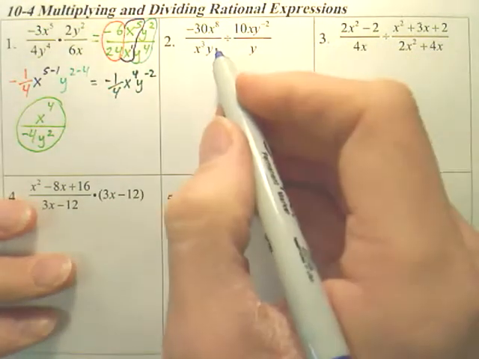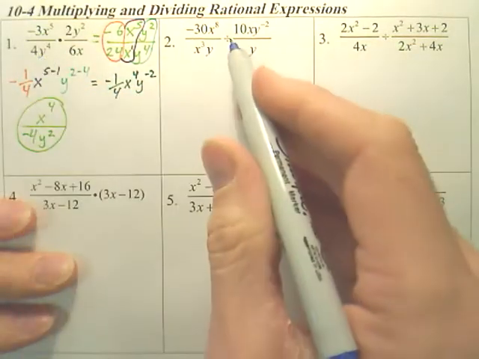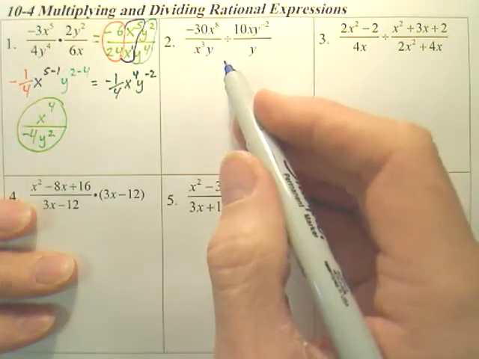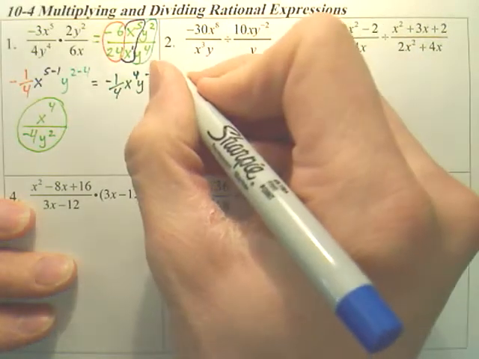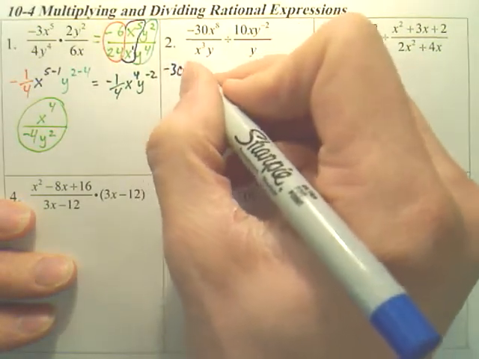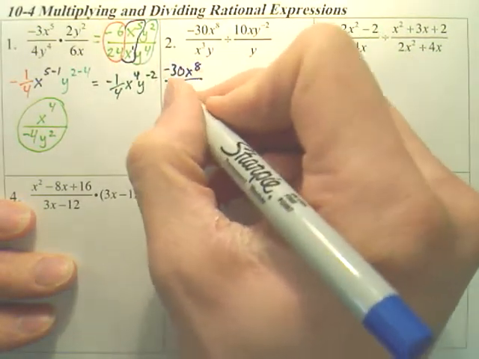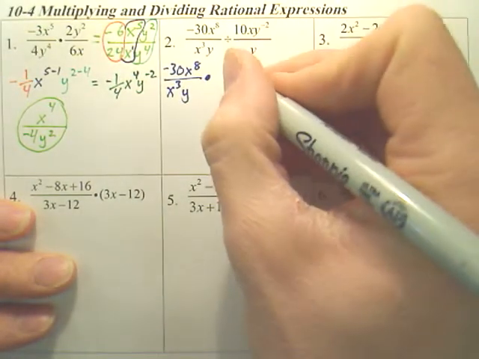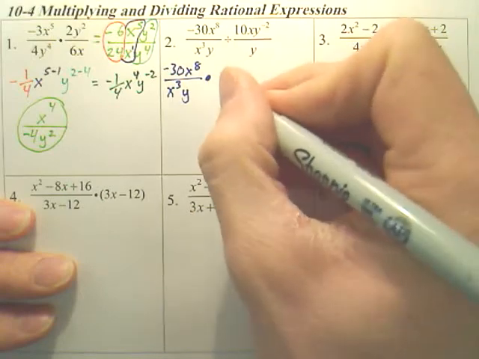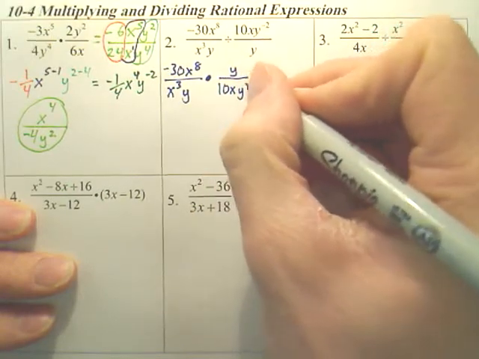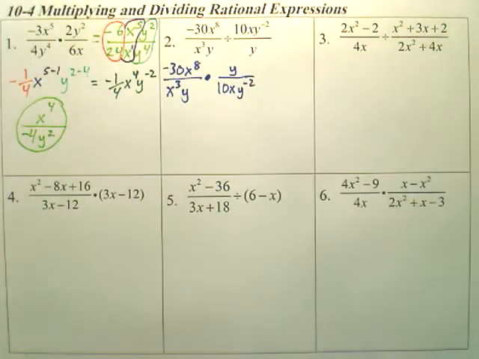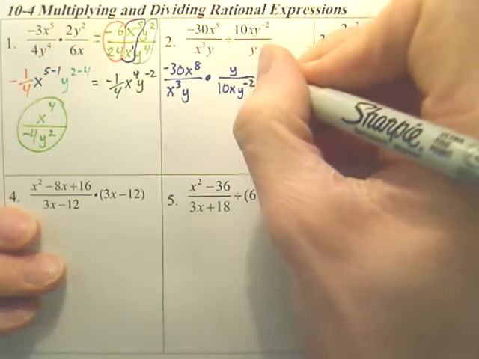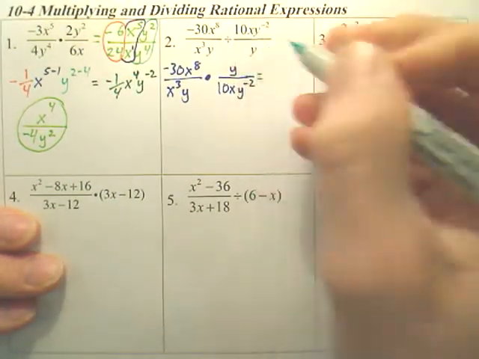Number 2. Number 2 is very similar to number 1, except it's divide. Now, when you have divide, here's what you got to know. With division, you keep the first piece, but you make it a multiply, and you flip the second piece. So the y is on top, and the 10x y to the negative second is now on the bottom. Now, we multiply straight across. So we flip the second one and make it a multiply.